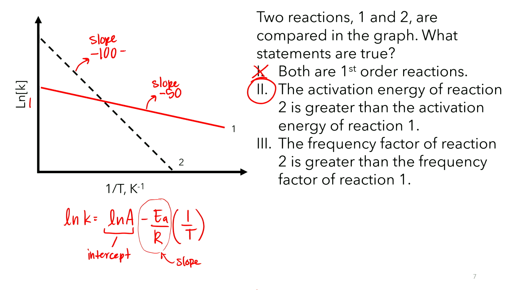Remember that these slopes equal negative EA over R. So if I'm going to solve for EA, R is a constant, on reaction 2, I would have EA equals 100 times R. For the second reaction, I would have EA equals 50 times R. You all know that 100 times R is a bigger number than 50 times R. My activation energy must be larger for that second reaction, okay?